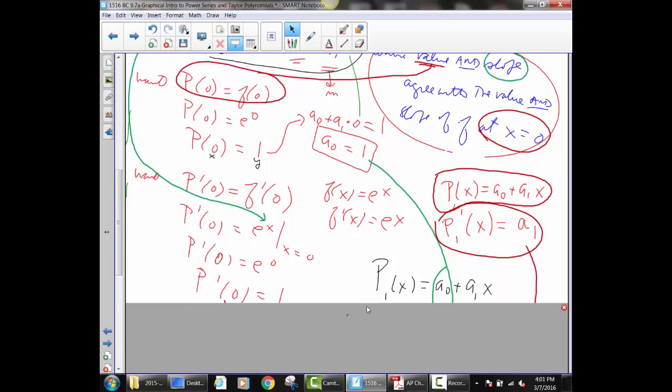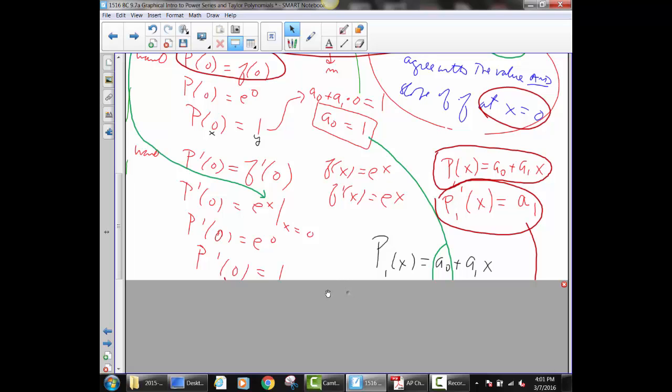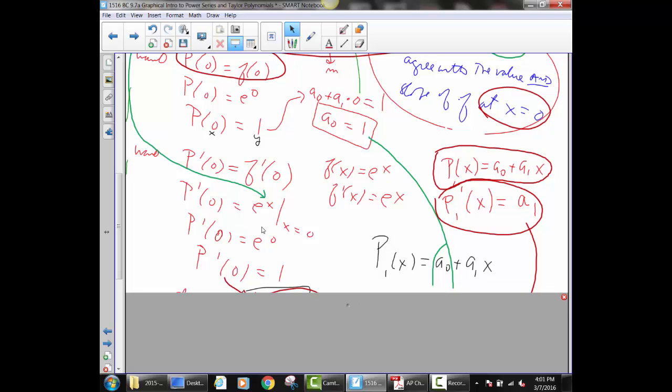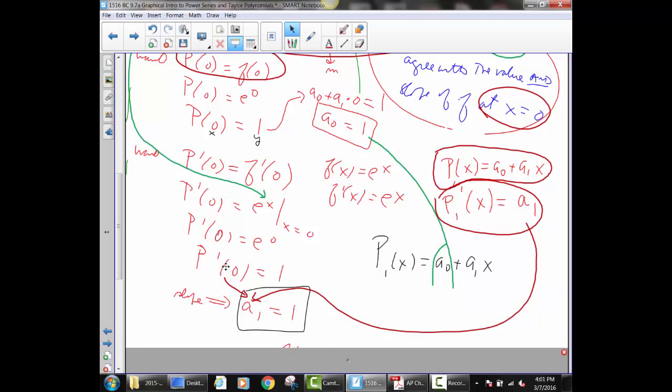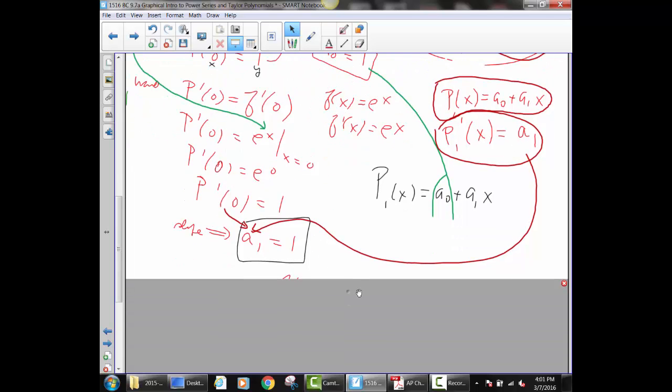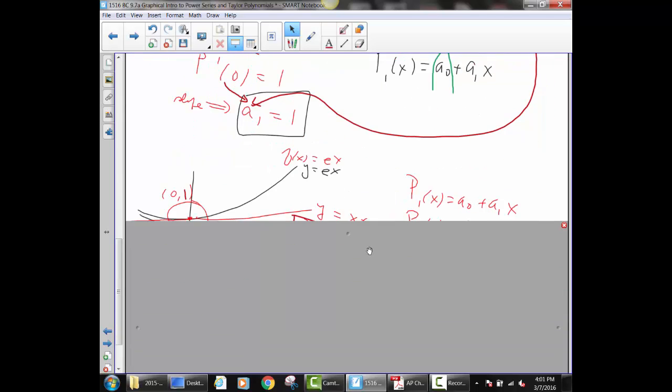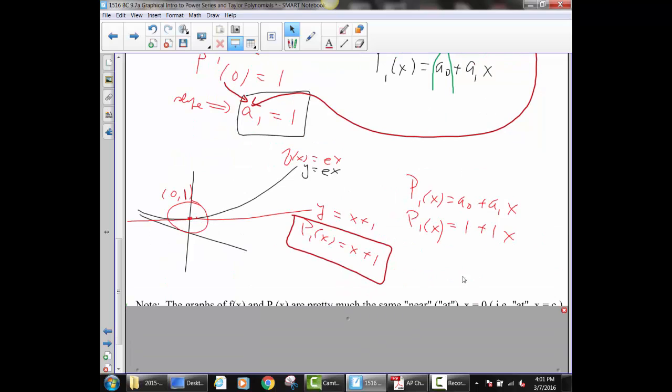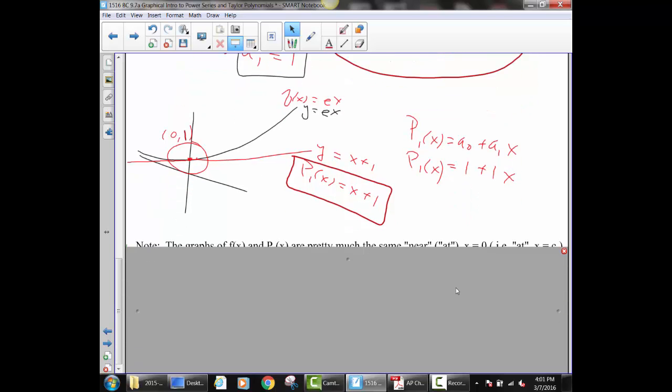So what happens is I need p prime of 0 to equal f prime of 0. F prime of 0, of course, we established is 1. And p prime of 0, because there's no x over here, is just this a1. So a1 has to equal 1, a0 had to equal 1, and therefore we replace the a0 by 1, the a1 by 1, and we find that our tangent line that approximates our curve near that point is the line y equals x plus 1.